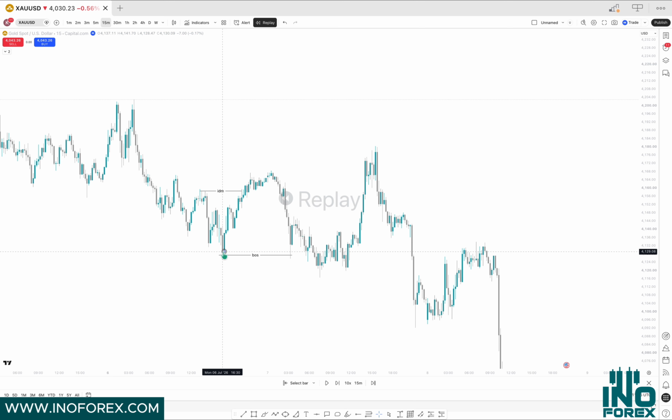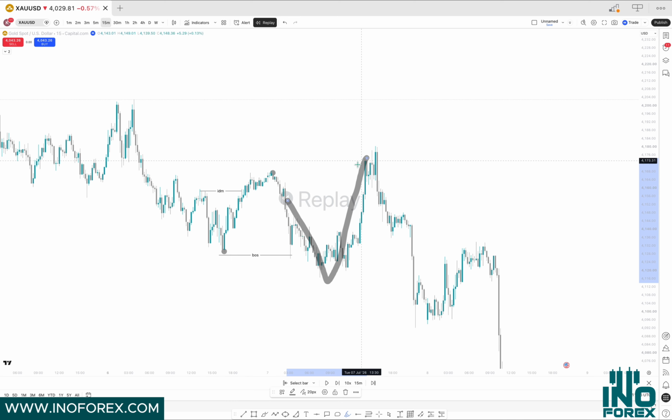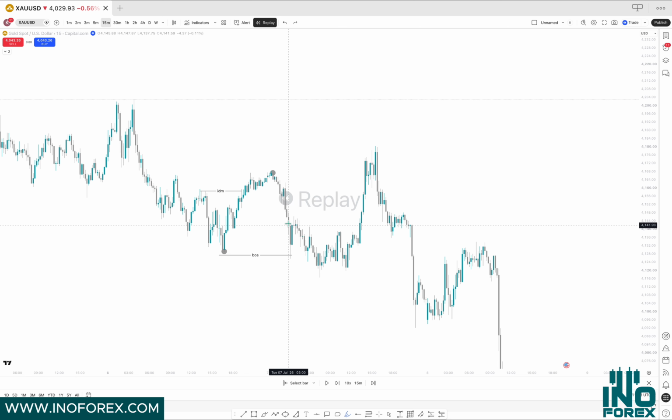After the break of structure, we mark a higher high. A higher high will be the highest point. This is a higher high. As you see, the market pushes to the downside and then creates a pullback and takes this high. So the market takes this high. This is a change of character. At this point, the market creates a change of character.